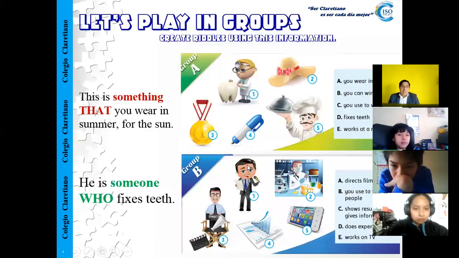But first, let's work in groups, okay? We are going to work in groups and you are going to create riddles like this, but using this information.